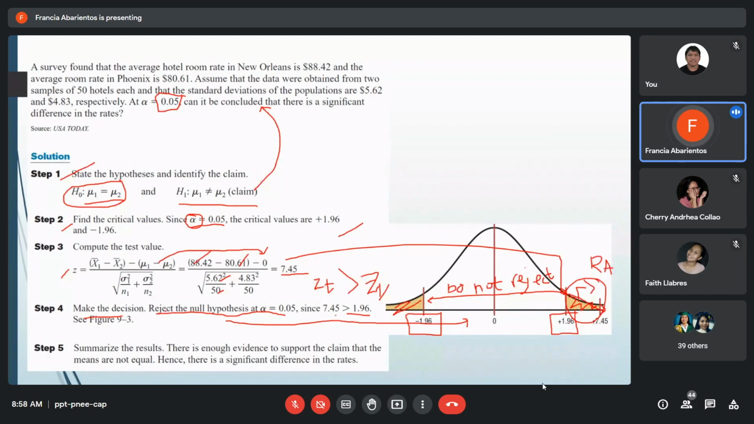So, what will be your conclusion, or how do you express or interpret your results? There is enough evidence to support the claim that the means are not equal. Why? Because we rejected the null, which says they are equal. Assuming our claim is correct, after further testing the samples, there is evidence to support the claim that the means are not equal.